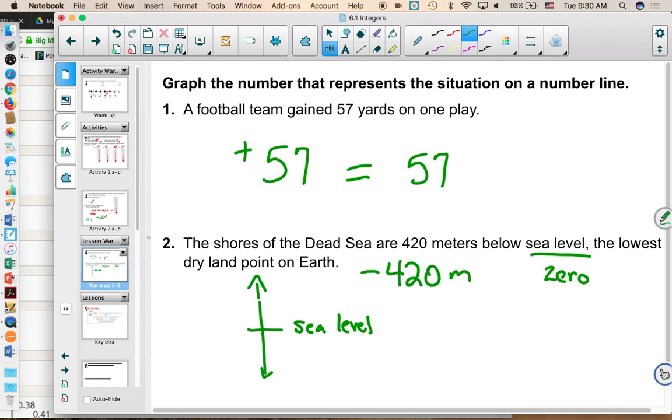Well, I had a question. Okay. So you said that number lines can go up and down. So would that mean that the thermometer would be a number line too? Yes, a thermometer is a number line. Good. A thermometer is definitely a number line.